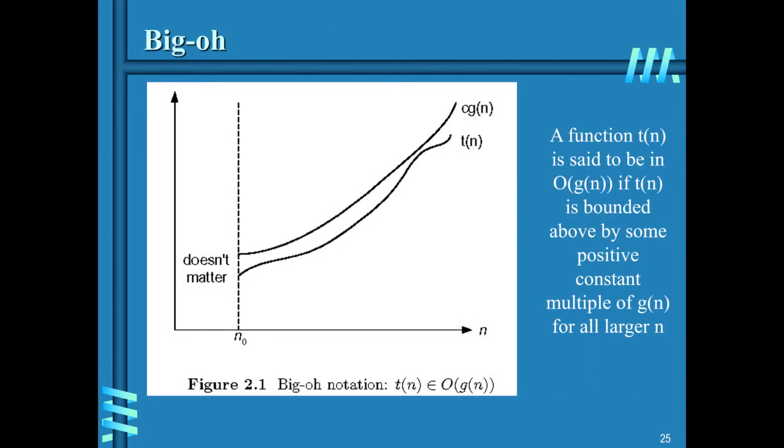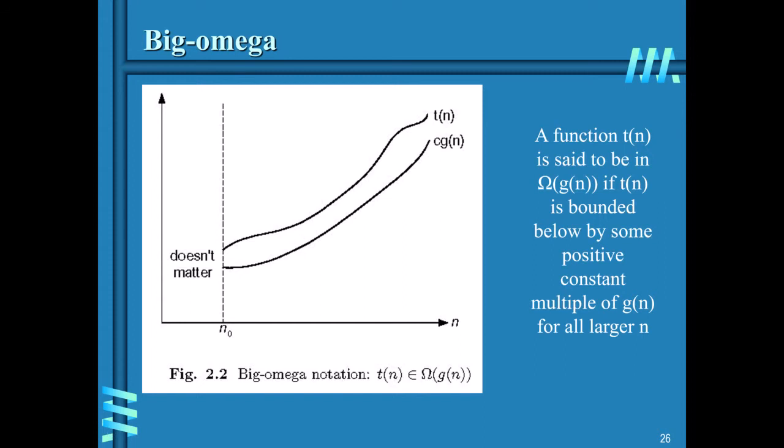Here we use this picture to show the intuitive understanding of Big O(g(n)). Big O(g(n)) corresponds to an upper bound, a group of functions which are upper bounded by g(n). For example, the first curve corresponds to g(n), and the second curve corresponds to t(n). No matter how n increases, t(n) is always upper bounded by g(n). So if t(n) belongs to Big O(g(n)), then as n increases to infinity, the growth rate of t(n) is less than the growth rate of g(n).